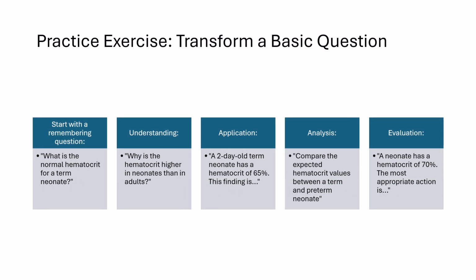Let's see how the same content can be tested at different levels. Starting with remembering, what is the normal hematocrit for a term neonate? Simple recall. Understanding, why is the hematocrit higher in neonates than adults? Now we need to explain. Application, a 2-day-old with hematocrit 65%, is this normal? Analysis, compare expected values between term and preterm. Evaluation, hematocrit 70%. What's your priority action? Same topic, 5 different cognitive demands.